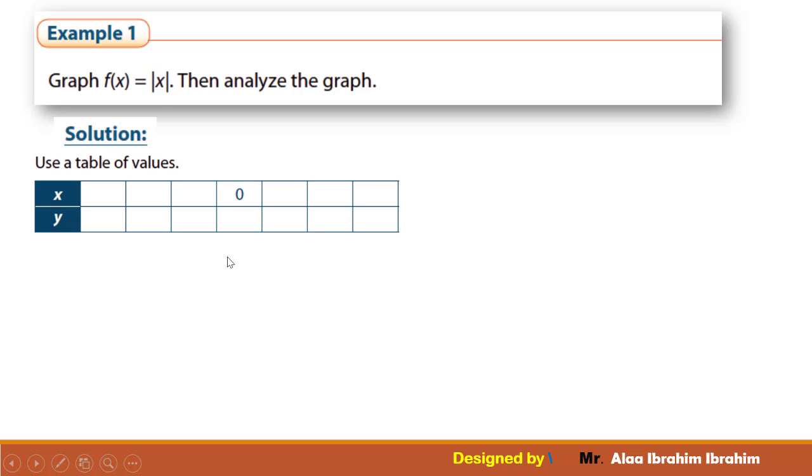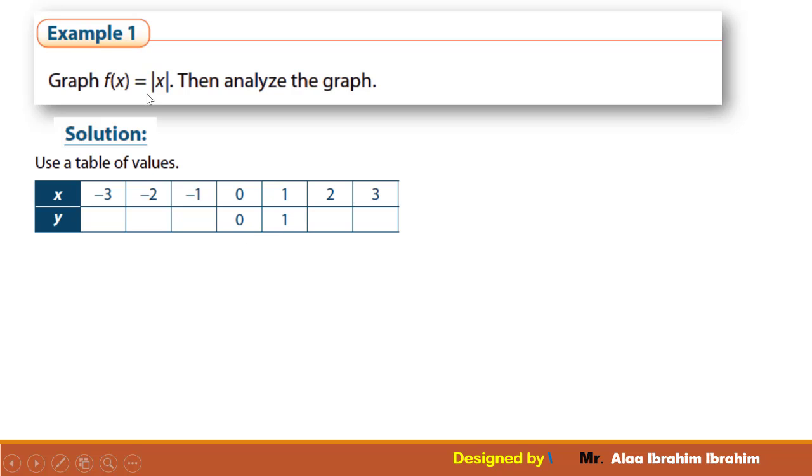This is my starting x. If I substitute it here, my y will be 0 also. So I have to take something after and something before. After 0: 1, 2, 3, and negative 1, negative 2, negative 3, like this. Now we have to substitute all of these values in your function. So negative 3, if I put it here, will be 3 and so on. We start with 0, which will be 0.